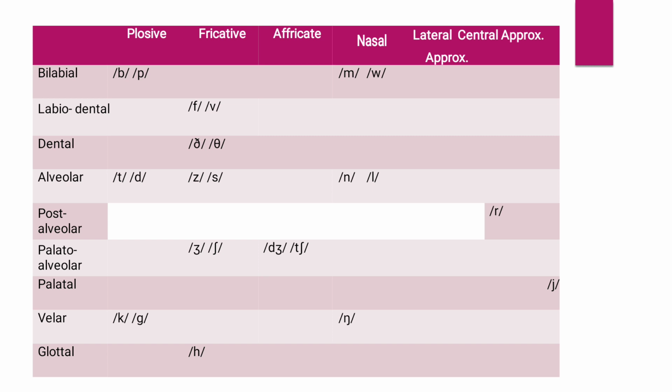Next one is the palatoalveolar. When the front of the tongue is raised to the hard palate, when we try to pronounce sounds like ch, j, sh, these all sounds, when we pronounce them, at that time the front of the tongue is raised to the hard palate.